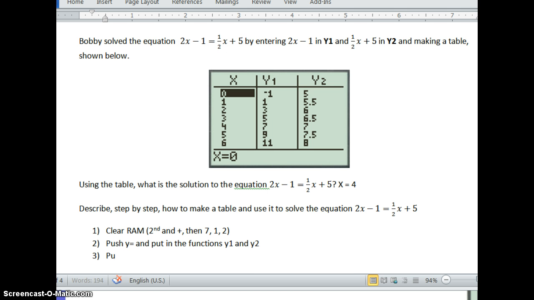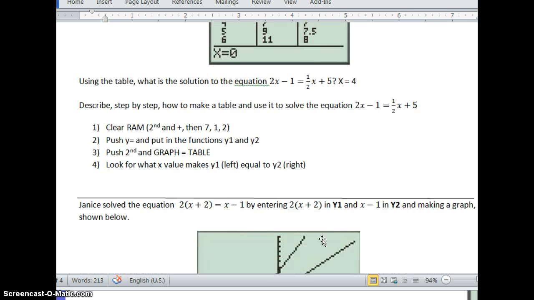Step 3, push seconds and graph. Now, when you push the second button, it gives you the yellow command, which above graph is table. So second and tapped graph will take you to the table. And then look for what x value makes y1, the left side, equal to y2, the right side. In other words, you're looking for what x is going to make this equation true. The x that does that here is the number 4.